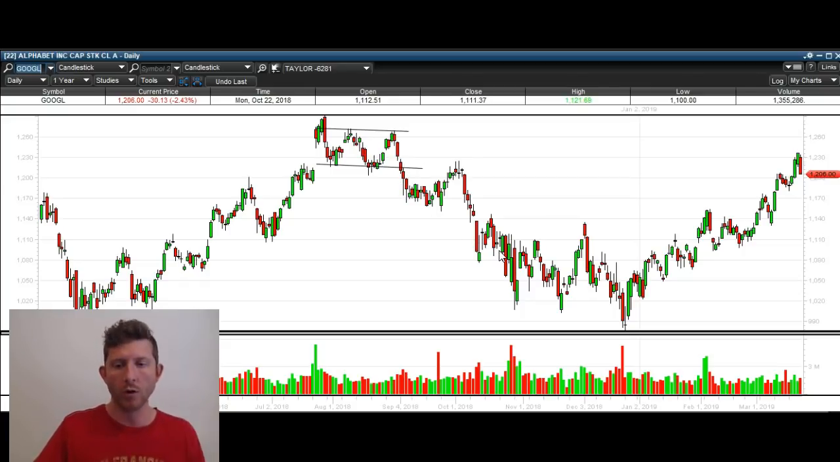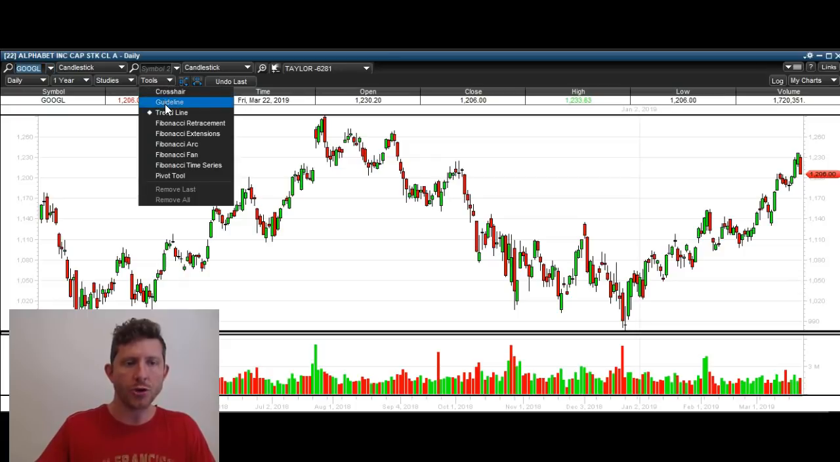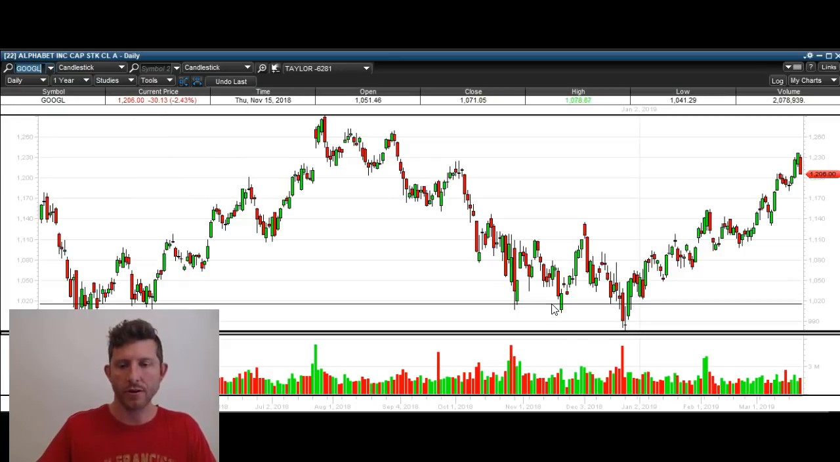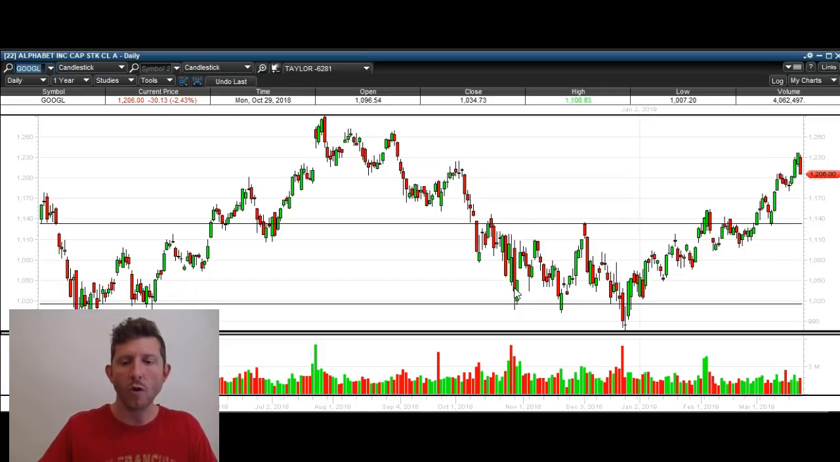So what we have here on Google, I'll just remove those, is a huge base that we broke out of right here. All this sideways trading, and then we headed higher. So all this sideways trading, what do you think that's going to be if we hit it? It's going to be support. It's going to be support. So even if we head down a lot on Google, we're still most likely going to get a bounce against this level and then head higher.